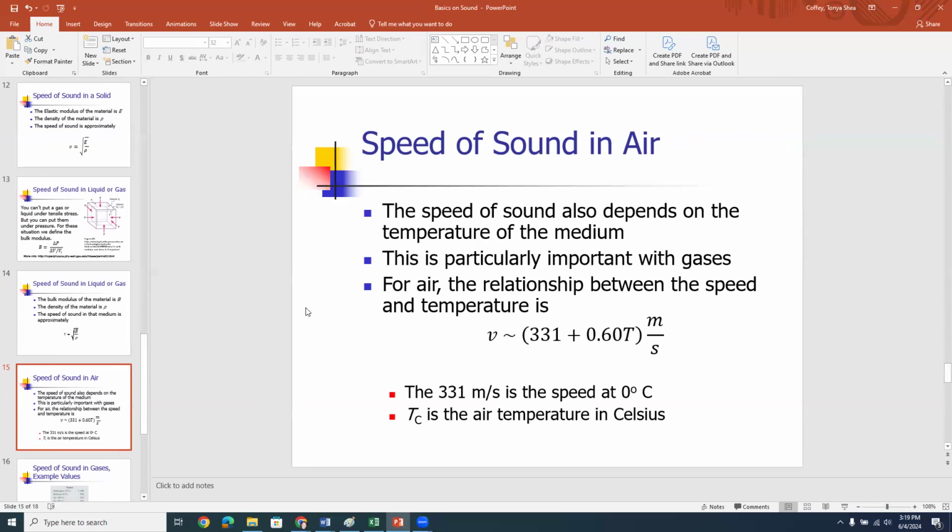So for air, the relationship between the speed of sound and the temperature is approximately given by 331 plus 0.6 times T, and this is in meters per second. In this equation, you should plug in the temperature of the air in Celsius in order for it to work. Otherwise, you need to convert to Celsius first. 331 meters per second is the speed of sound in air at 0 degrees Celsius, as you might remember from seeing in a previous slide.